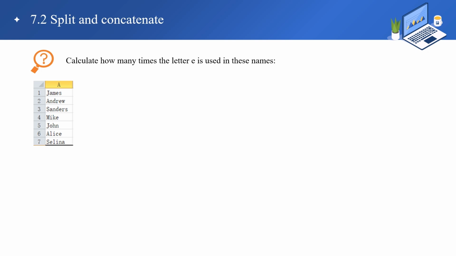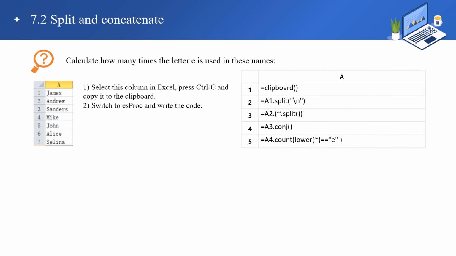Suppose a column in Excel, such as column A, has some names. For example, the first few rows are like this. Now we want to know how many times the letter E is used in these names. It's not easy for Excel to calculate this. Let's use SPL to cooperate. 1. Select this column in Excel, press Ctrl+C and copy it to the clipboard. 2. Switch to sproc and write the code. Execute it. A5 is the result we want.